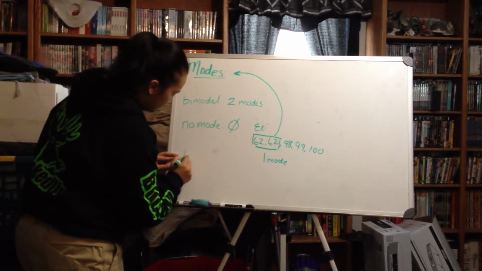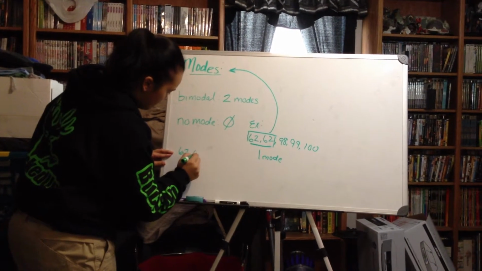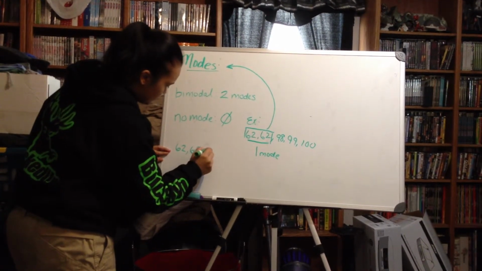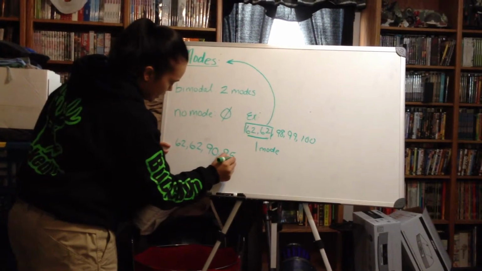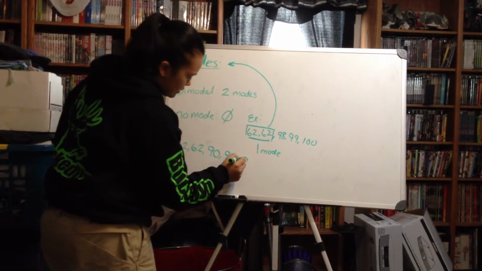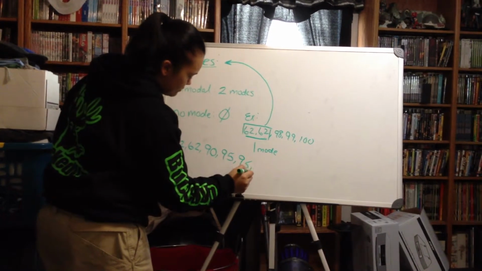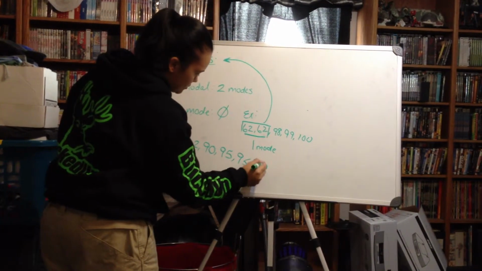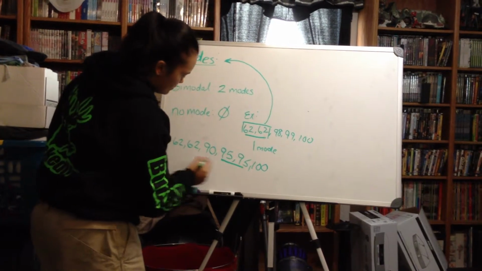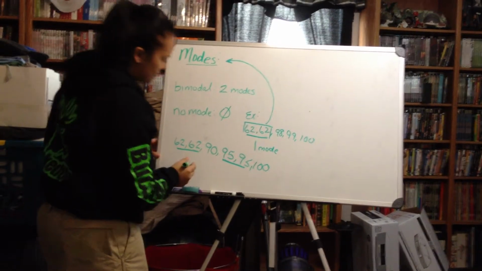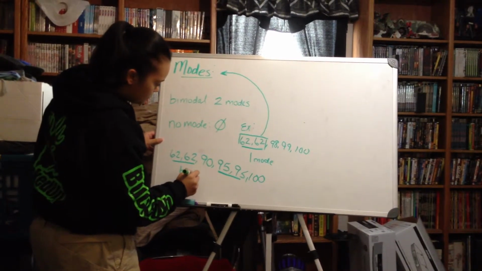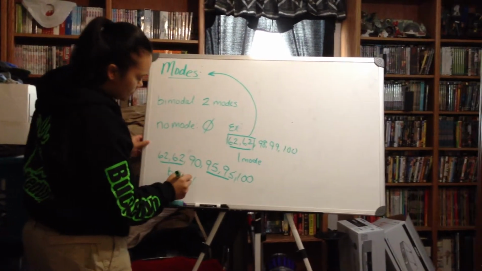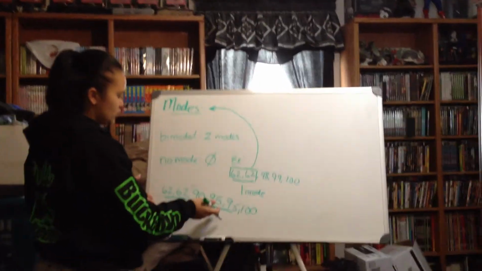Here we have 62, 62, 90, 95, 95, and 100. That makes this one bimodal, because there are two.